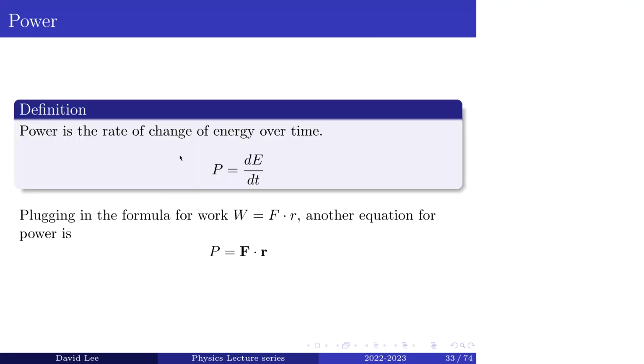Another definition here. Oh, there's a slight typo in the slide. Power is F times v, not F times r. Power is defined as the rate of change of energy, so just dE/dt.